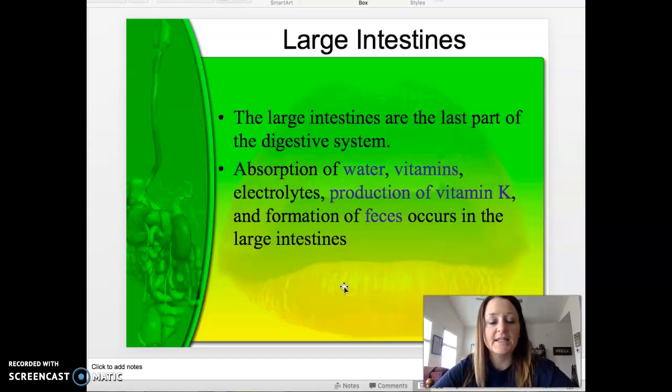So the large intestine, this is the last major part of the digestive system. This is where the last of the absorption takes place, and I would know that. So absorption of water, vitamins, electrolytes, that's also producing your vitamin K that you need. And then after it absorbs everything that it can, it's going to form the feces. So anything that's left over gets turned into feces.